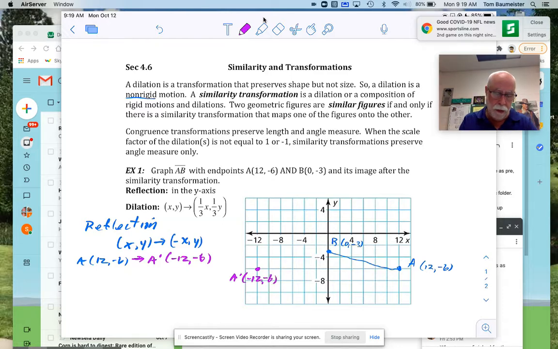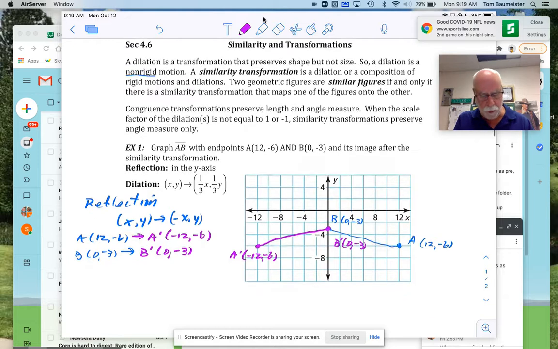And then our B, which is (0, -3), well, since that is on the line of reflection, it's not going to change. Remember, if it's on the line of reflection, it'll stay the same. So our B prime will be there. And you'll see why I put it down there in a second. And again, draw the line. Doesn't have to be perfect. Well, we both know that.